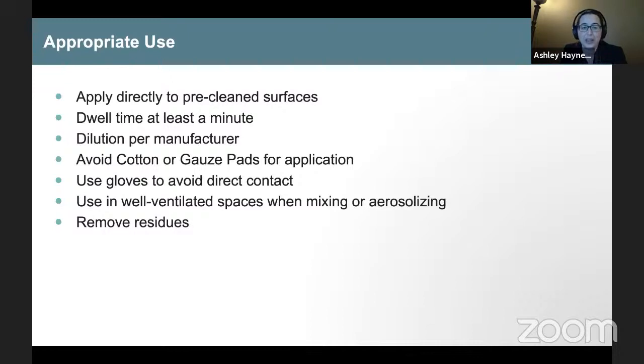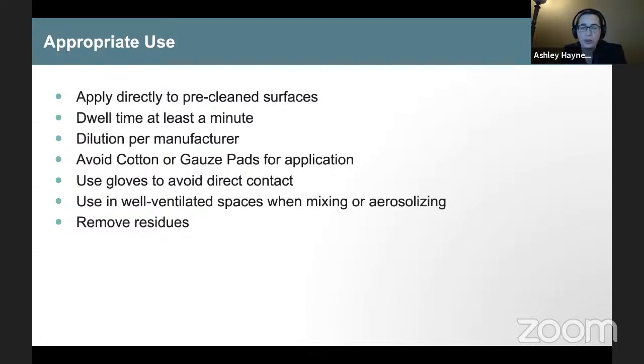Some products are concentrated and do need to be diluted, and that will be per the manufacturer's guidelines. All the products are a little bit different. Most of the home care products don't require dilution, but some can. Many that are used in industrial settings will often require dilution. Cotton or gauze pads should be avoided because these will absorb and stick on there. So then it's all stuck to your cleaning pad and it doesn't actually contact the surface or stick on the surface to leave that dwell time.